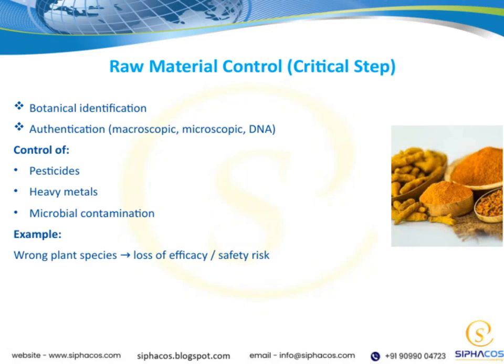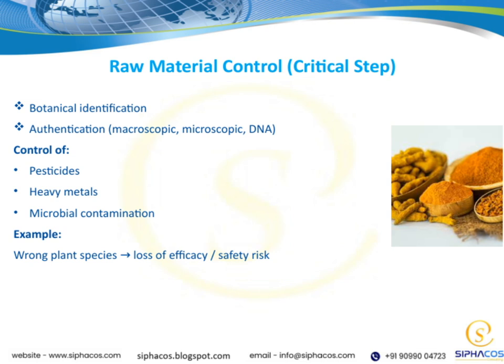Now, let's talk about raw material control, which is such a critical step in our process. First and foremost, botanical identification is essential. We need to accurately identify the plant species to ensure we're working with the right material. This involves authentication methods like macroscopic examination, microscopic analysis, and even DNA testing when necessary. These steps help us verify the plant's identity beyond doubt.